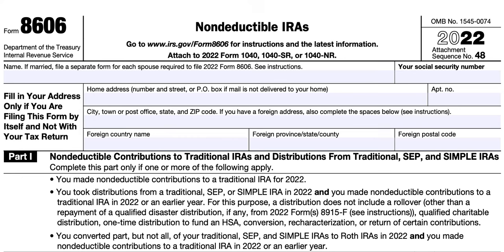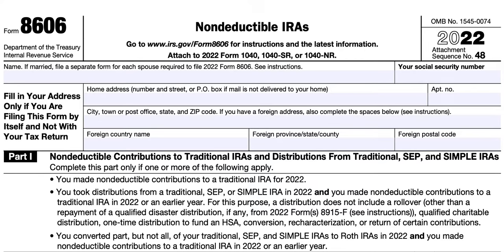be going over IRS Form 8606, non-deductible IRAs. Before we get into the form itself, I'd like to talk a little bit about how this form can help you when it comes to your backdoor Roth conversion strategy.